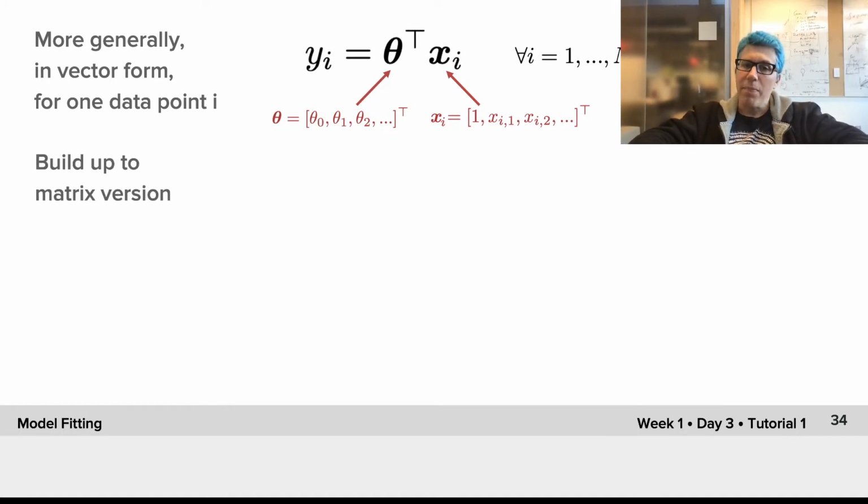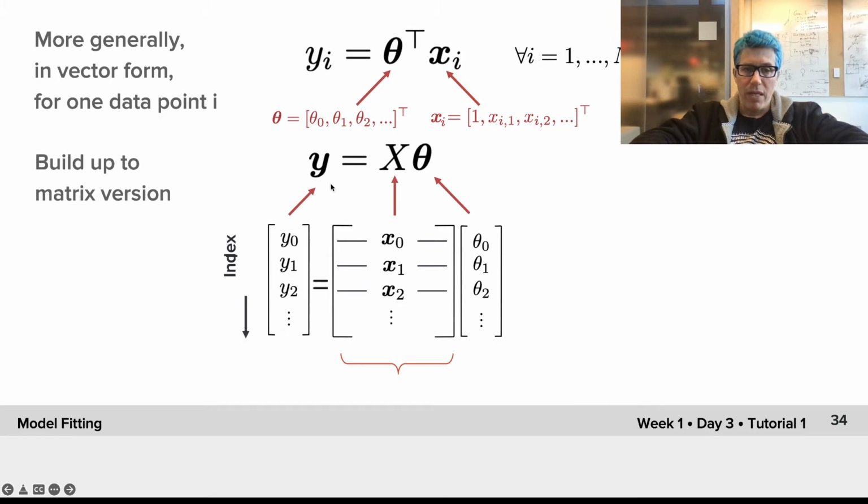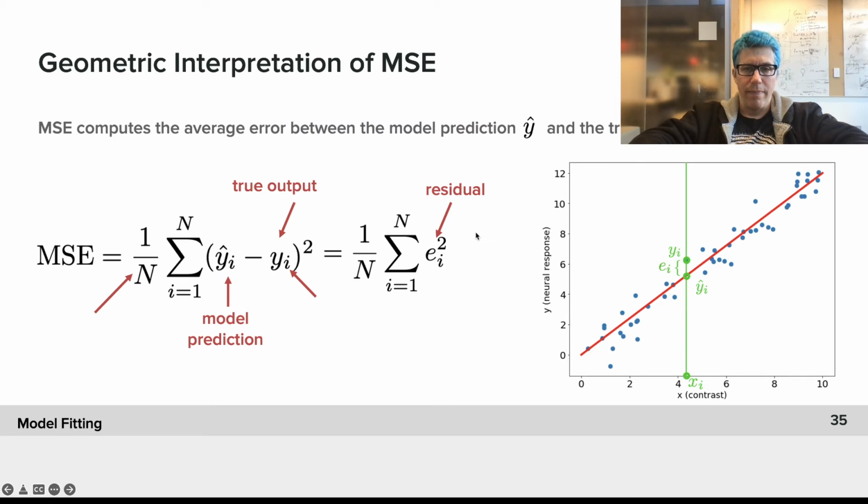Now we can build this up to a matrix version. If we now want to predict a vector based on a vector, we can say y is going to be X, a matrix, times theta, which is a vector. Then y is y0, y1, y2, and so forth. That's the vector that we predict. Here we have X multiplied with all the thetas.